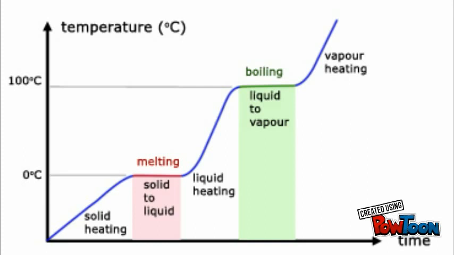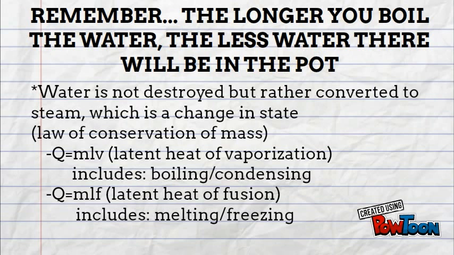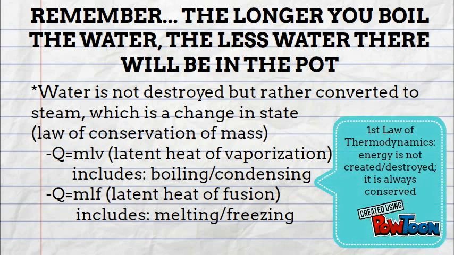When temperature reaches the melting and boiling point, temperature stops increasing since potential energy is being increased to change the state of the object. The longer you boil the water, the less water will be in the pot. This is because of the first law of thermodynamics, which states that energy is not created or destroyed, but rather conserved through changes of state. With latent heat of vaporization and fusion, potential energy just increases or decreases to change the state of the object, thus preserving its energy.